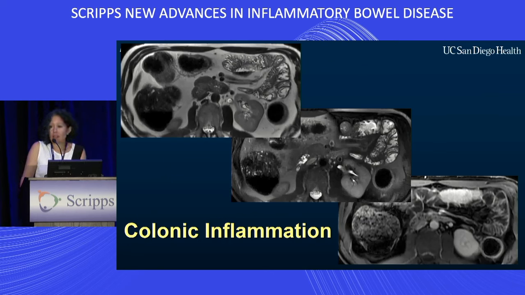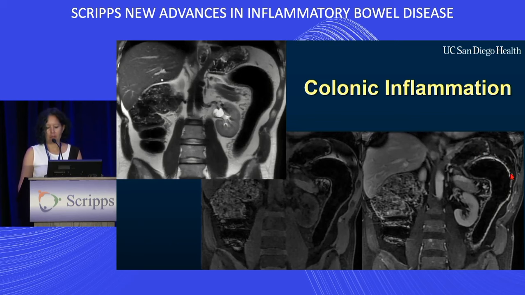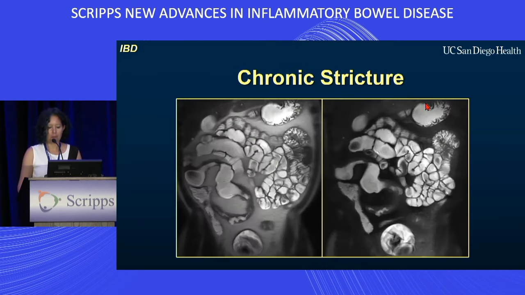I've been talking a lot about the small bowel, but MR is great for evaluation of the colon, particularly if it isn't too full of stool. You can see here some thickening of the colonic wall and some hyperenhancement, telling us that there's inflammation in the colon. Another example of inflammation here of the colon.